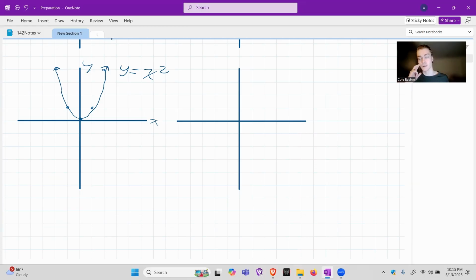So if you did have a more complicated parabola, that's definitely a helpful trick to graph it, as long as your coefficient here is a 1.